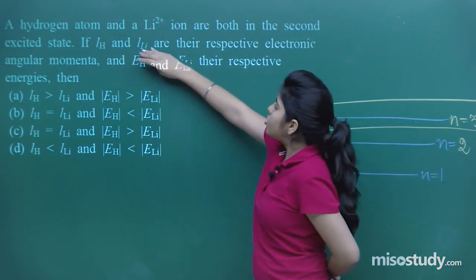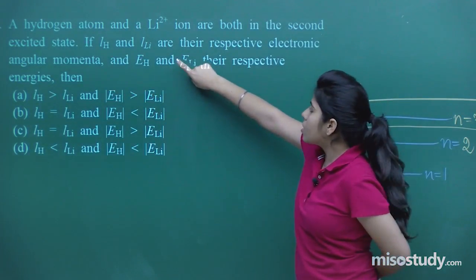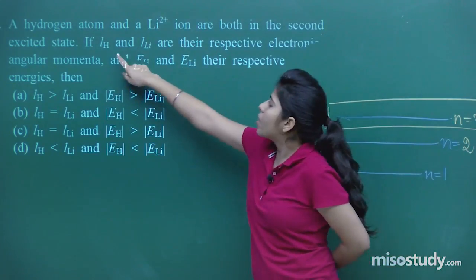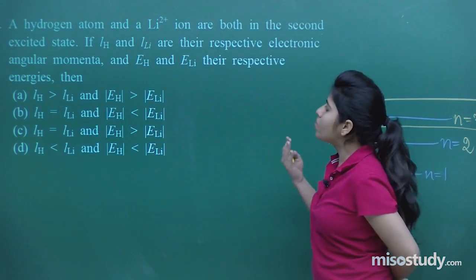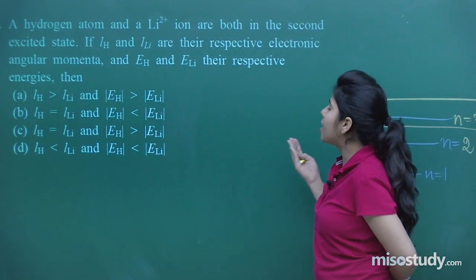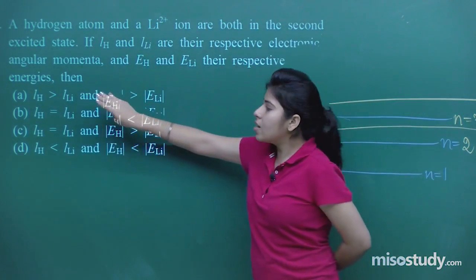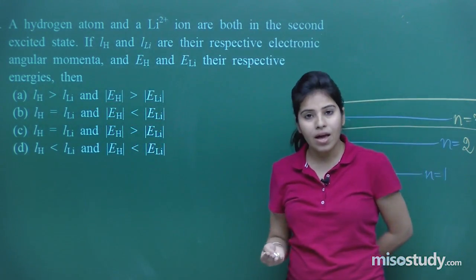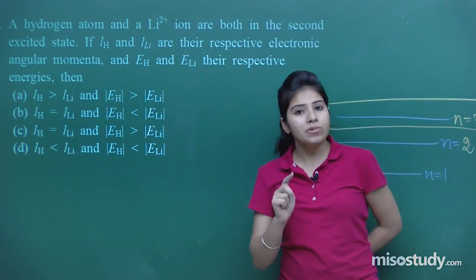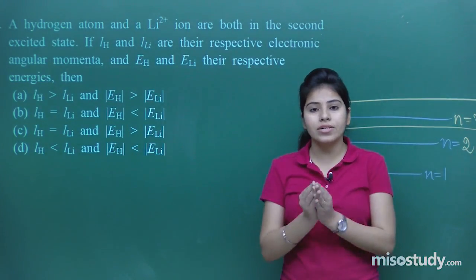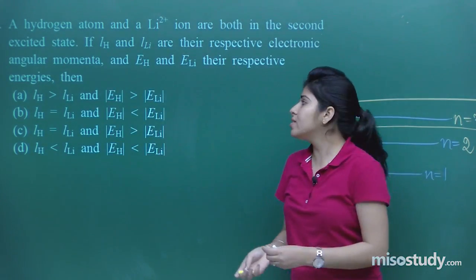Now LH and LLi, that means angular momentum has been given for hydrogen and lithium, are respectively the electronic angular momenta, and EH and ELi their respective energies. These both are the angular momenta and these both are the energies, and we have to tell the relation between these two. Let me tell you one thing. We have one formula of angular momentum. What is this formula? We have learnt it in the chapter.